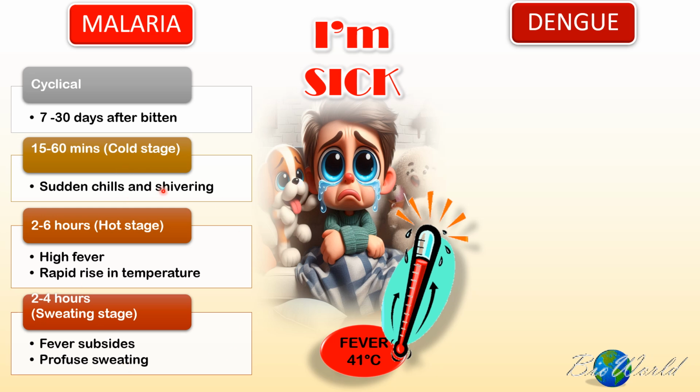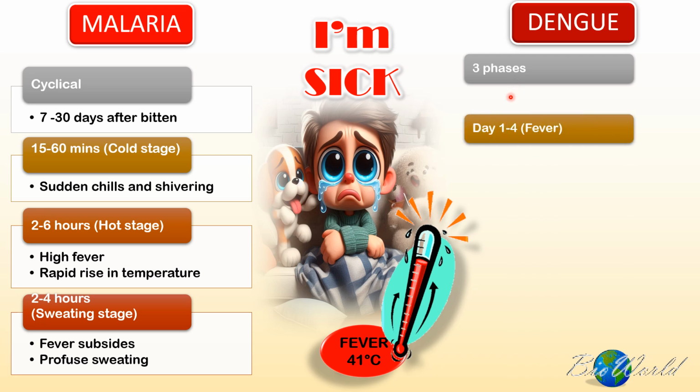So if the patient monitors this pattern carefully, the patient will be able to come to the conclusion that they are infected with malaria. Now, in the case of dengue, it's different. It is not cyclical at all. The dengue fever is divided into 3 phases.